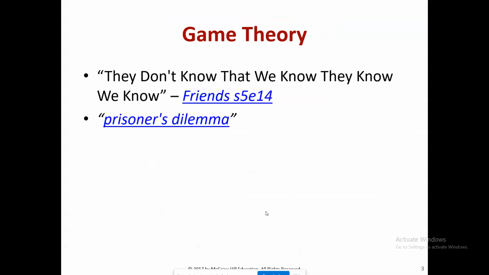Every time I hear the term game theory, I think of two things. The first one is, in the TV show Friends, Rachel and Phoebe found out about Monica and Chandler and tried to get them to admit that they are together, but Monica and Chandler didn't want to. The part of "they don't know that we know, they know, we know" is in season 5, episode 14. The link can be found below.